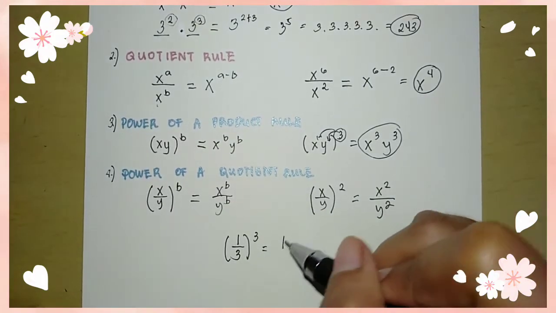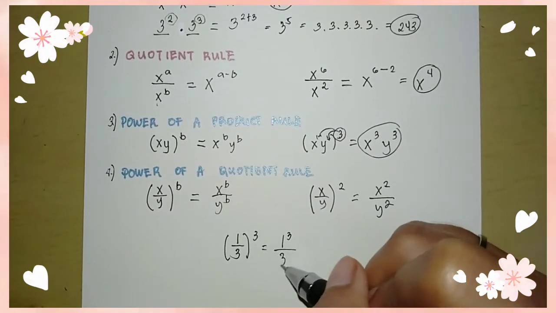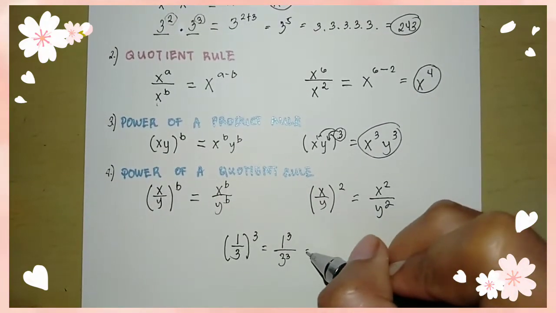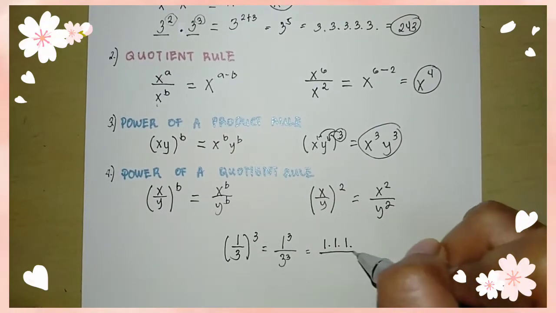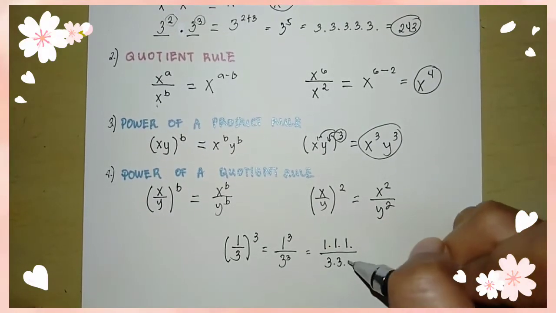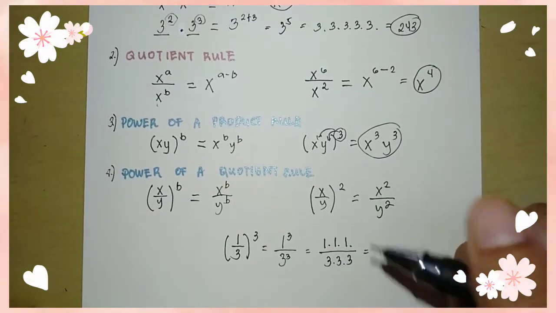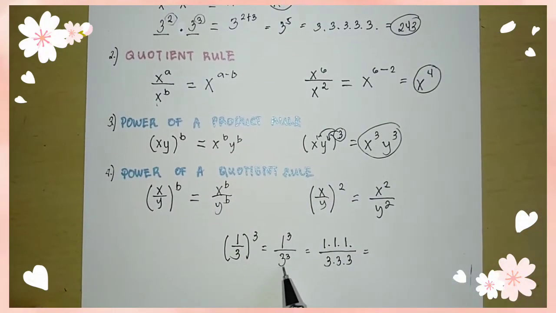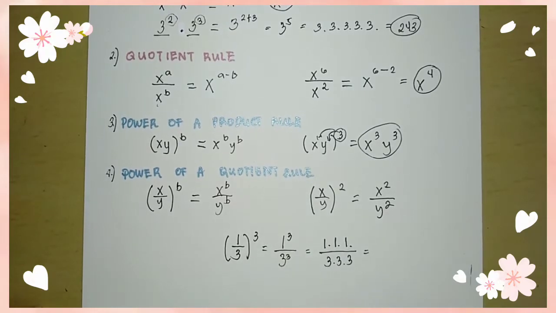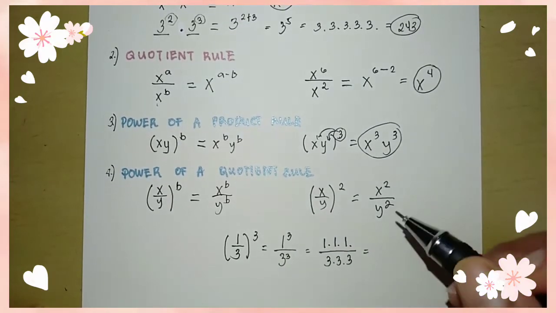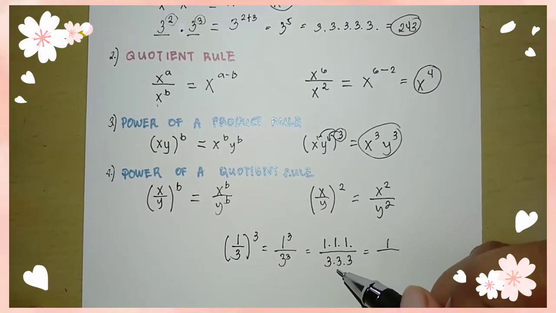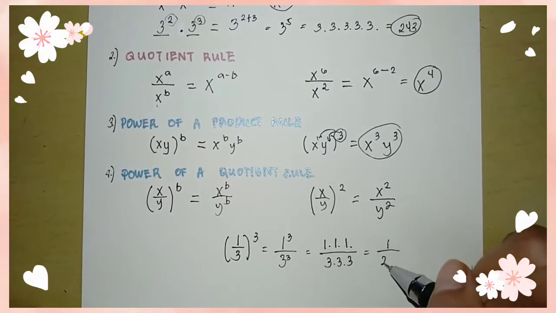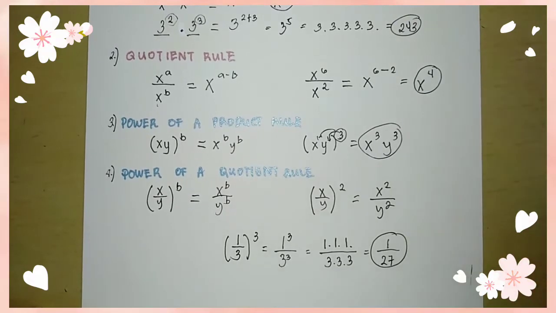So, it will be 1 raised to 3 over 3 raised to 3. And if you're going to solve that, syempre, magiging 1 times 1 times 1 yan over 3 times 3 times 3. Tama? Kasi, kailangan nating i-multiply si base sa kanyang sarili kung ilan yung sinasabi ni exponent. Tama? So, 1 times 1 times 1 is equal to 1 over 3 times 3 is 9 times 3 is 27. So, that's it. Yan na yung magiging sagot.